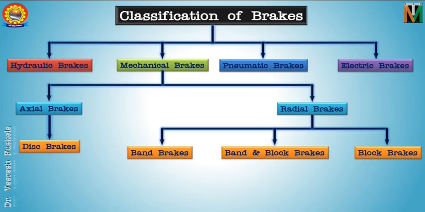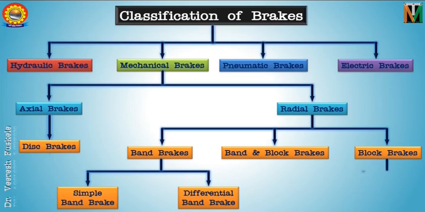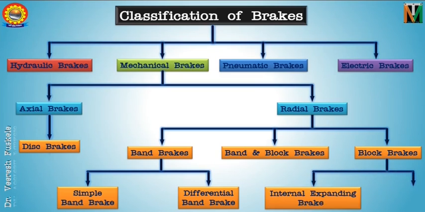The band brake is also used to hold the part at its position. This function is applicable in hoists and lifts. These are further classified as simple band brake and differential band brake. Block brakes are also classified as internal expanding brake and external expanding brake. Internal expanding brake is most widely used in automobiles. Block brakes are also used in locomotives, and band brakes are used in industrial machines.